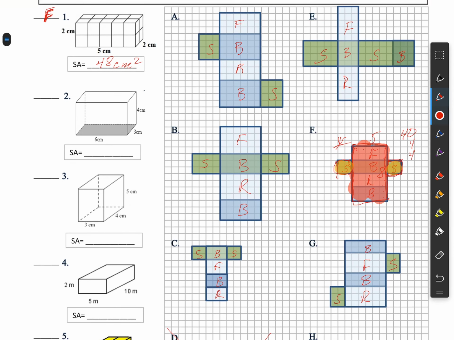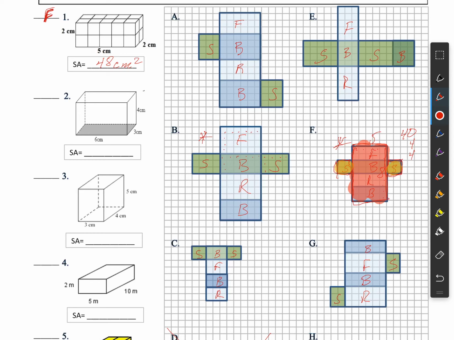And we look through and looks like B has bases that are 6 by 3, right? 1, 2, 3, 4, 5, 6 by 1, 2, 3. All right, but we have to make sure that meets all the criteria. Looks like it has sides that are 3 by 4, and these sides are 1, 2, 3, 4 by 1, 2, 3. Okay, and then the front and rear are 6 by 4. So that's 1, 2, 3, 4, 5, 6 by 1, 2, 3, 4.